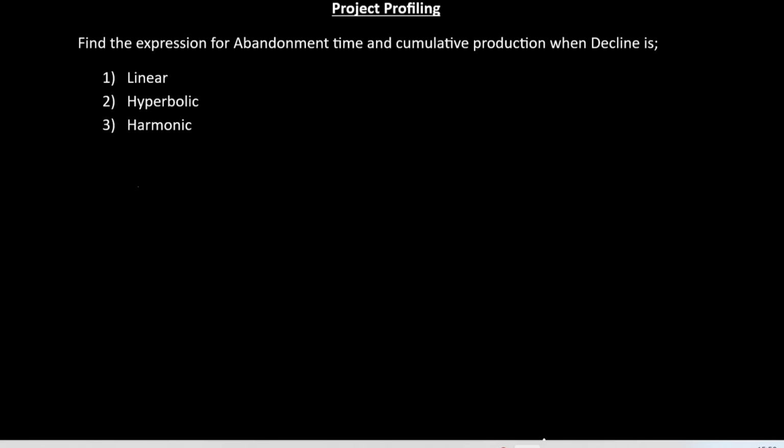Good day all. Today we'll be looking at project profiling. The question says find the expression for abandonment time and cumulative production when decline is linear, hyperbolic, harmonic.